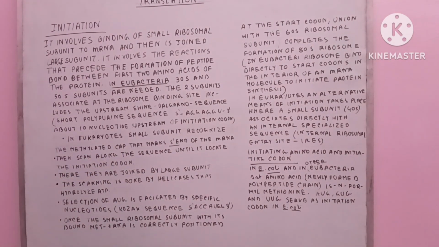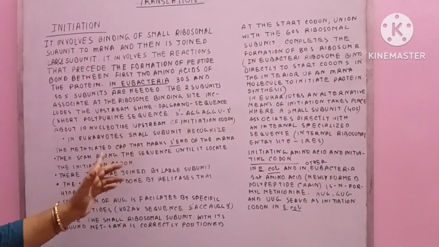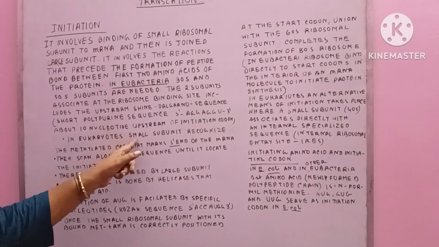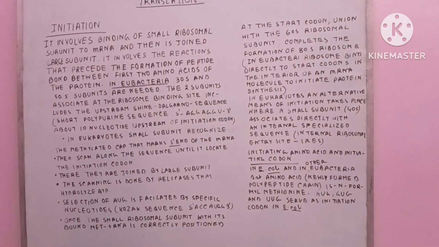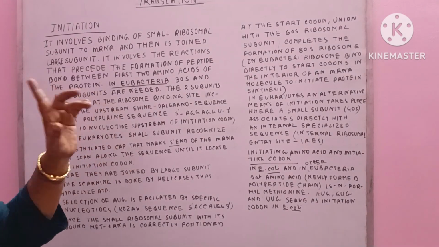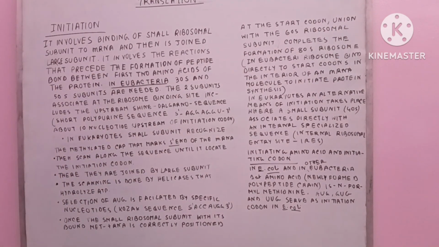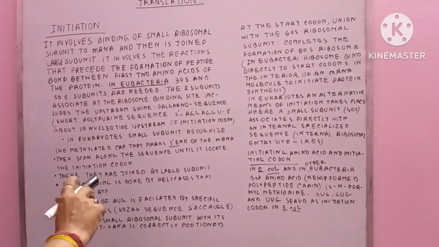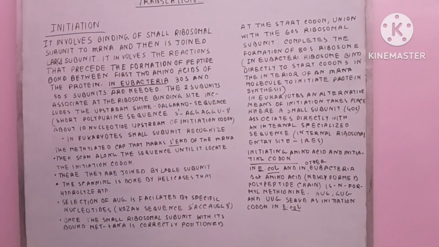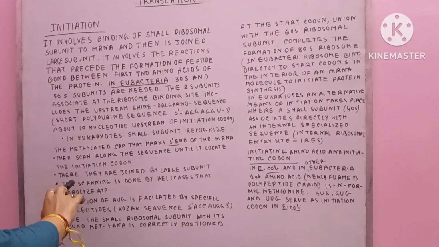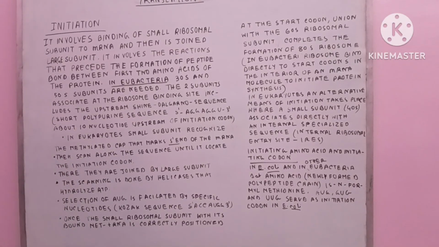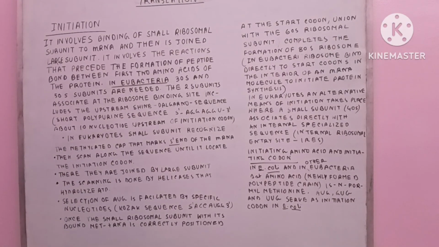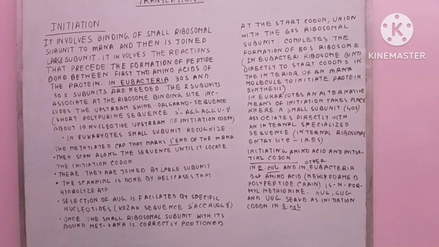So what is the function of this? The small subunit binds with the methylated cap, and the target of the small subunit is to identify the initiation codon. If the initiation codon is there, that means the small ribosomal subunit binds there firmly. So the second step is the scanning process until the initiation codon is found. The third step is that the large subunit joins, once the initiation codon is recognized by the small subunit, then the large subunit binds there also.